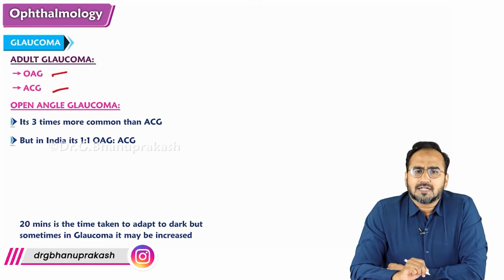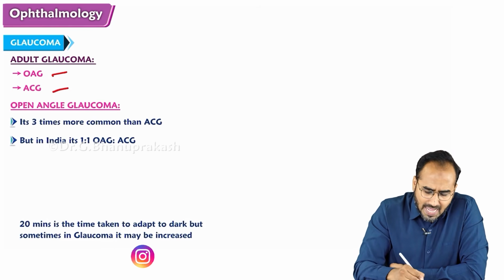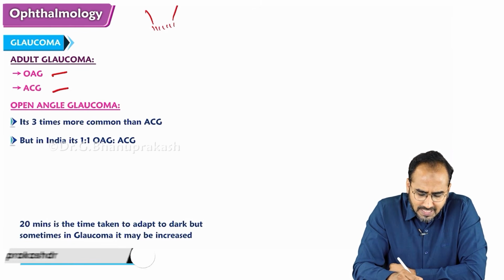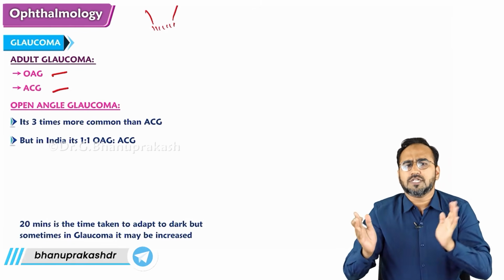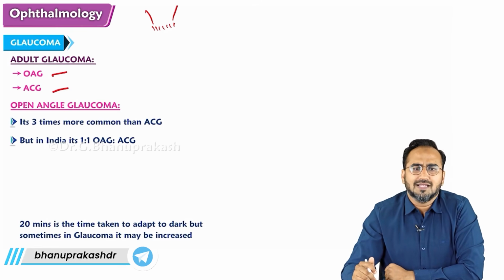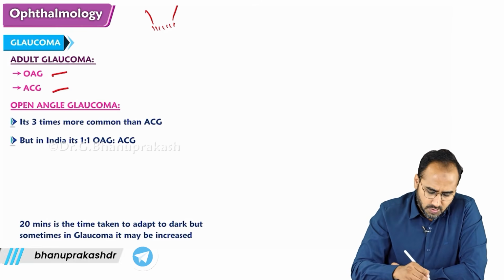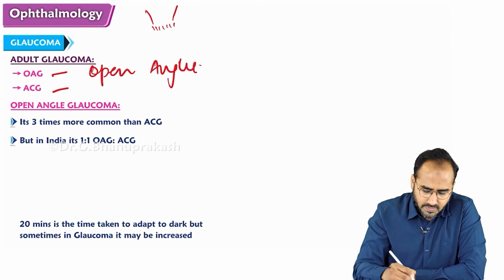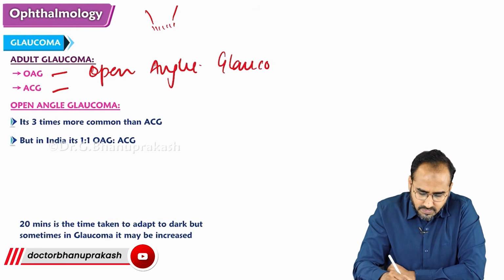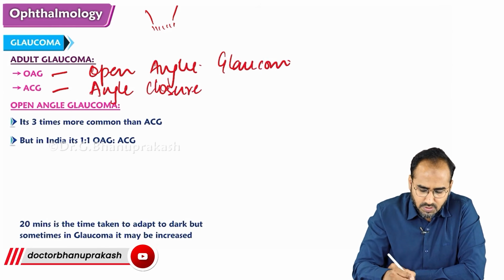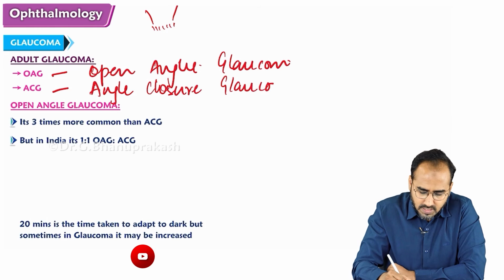When do you tell it as open angle? When the angle is open. The pathology is basically beneath the angle. Angle closure means something has compressed the angle, the angle is closed, and the patient develops glaucoma. That is angle closure. So, OAG is open angle glaucoma and ACG is angle closure glaucoma.